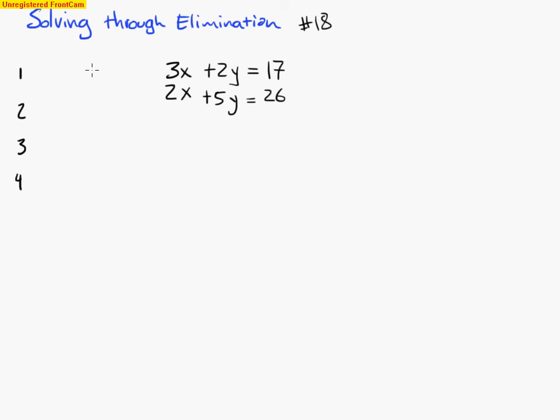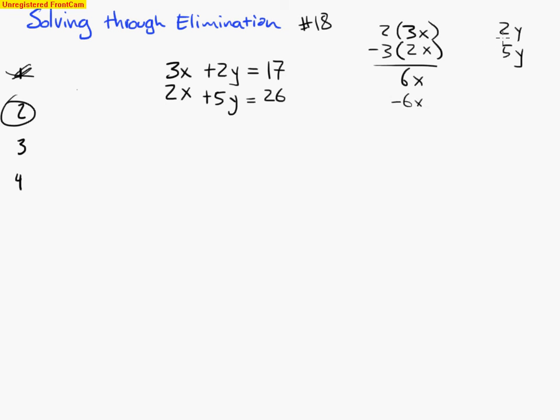If I want to do number 18, it's already lined up for me. Go ahead, cross off step number 1 then. Step number 2 says, who should I eliminate? And we have to think, do I want to eliminate the x's or do I want to eliminate these y's? Well, these are the smaller numbers, so I just have to multiply this guy by 2 and multiply this guy by -3 to make them 6x and -6x.